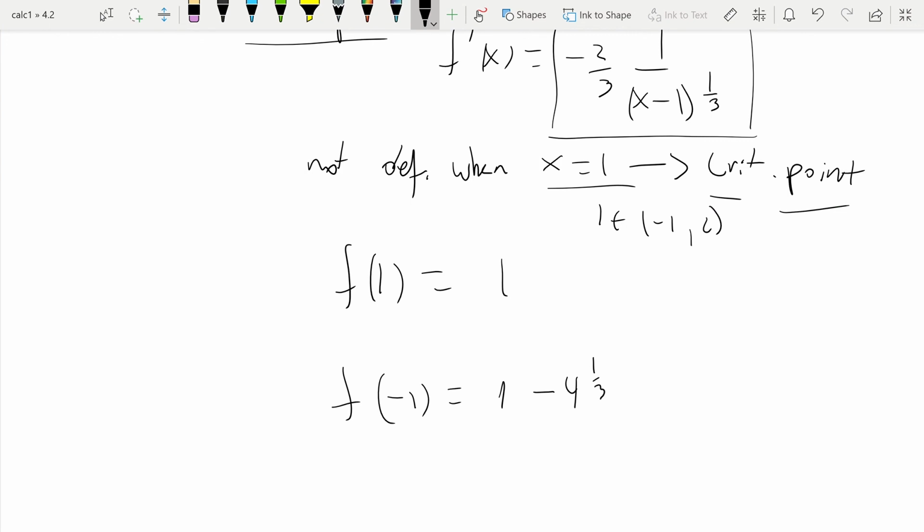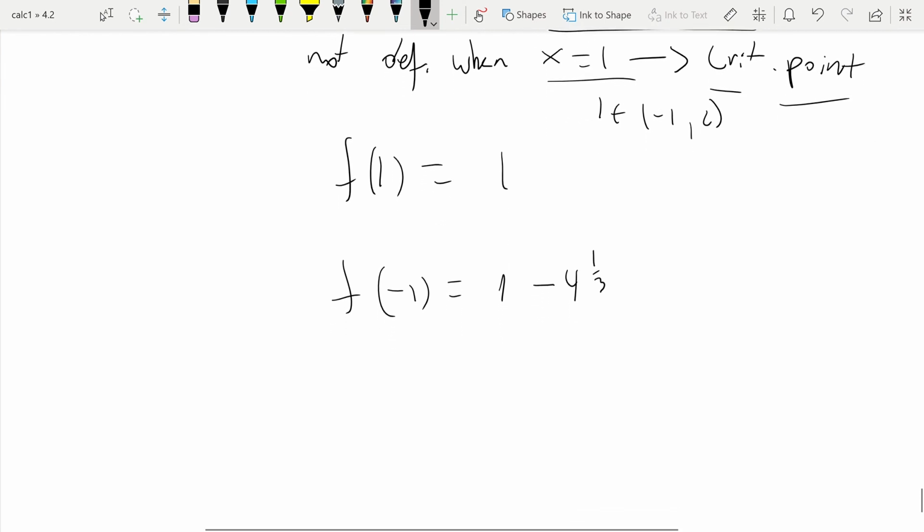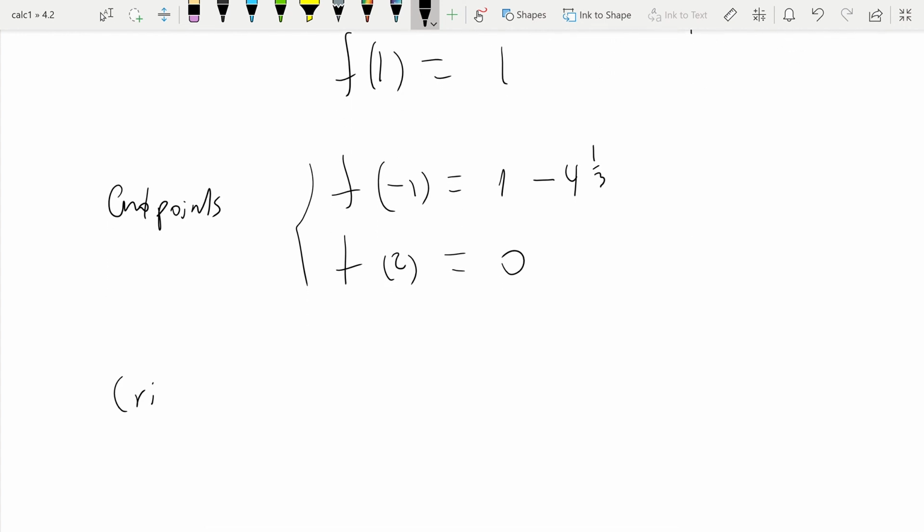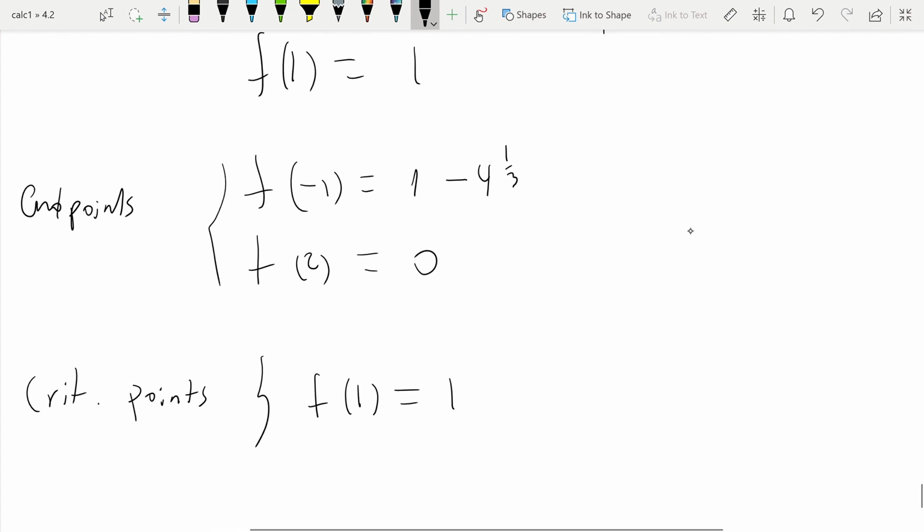So f at -1 is 1 minus 4 to the 1/3, and f at 2 is 0. So these are the values we get at the endpoints. And the critical point in between the endpoints, it's only 1 in this case, f at 1 is equal to 1. So this is the max, the absolute max, and this is the min.